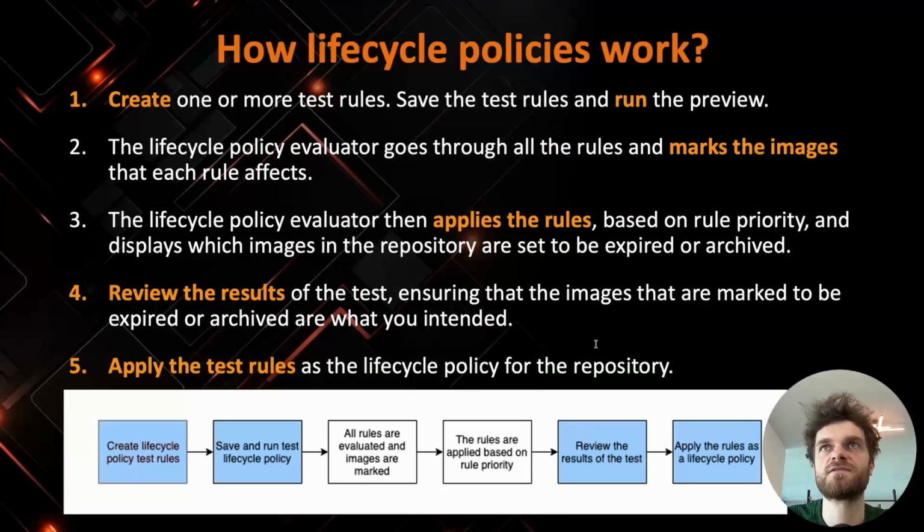So how do lifecycle policies work? First, create one or more test rules. Save the test rules and run the preview. The lifecycle policy evaluator goes through all the rules and marks the images that each rule affects. The lifecycle policy evaluator then applies the rules based on rule priority and displays which images in the repository are set to be expired or archived.